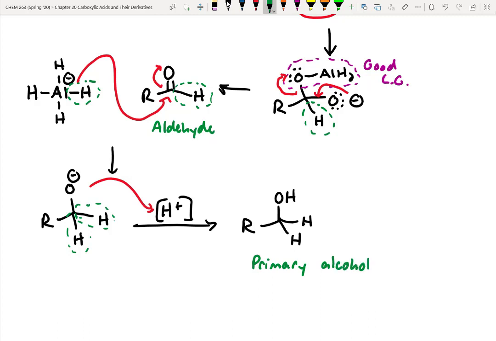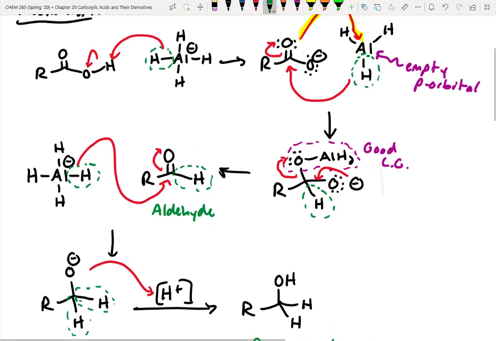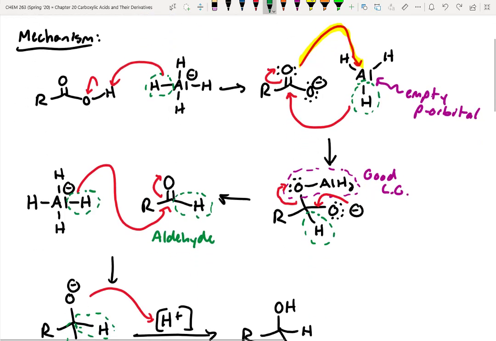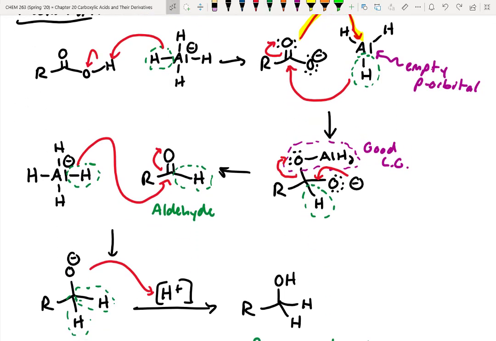It's for that reason that we just use excess reagent. Some students will ask, well, what if we don't use excess? What if we only use one equivalent? Can we stop at the aldehyde? No. It'll still overshoot to your primary alcohol. It just means you'll have some unreacted starting material left over as well. All right, so that's a really important differentiation.